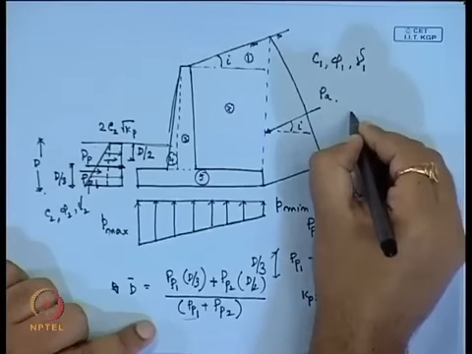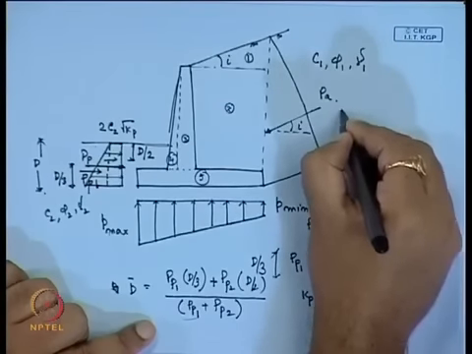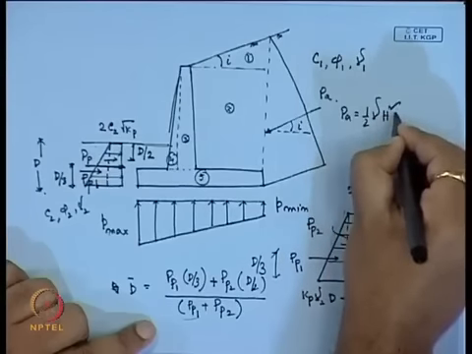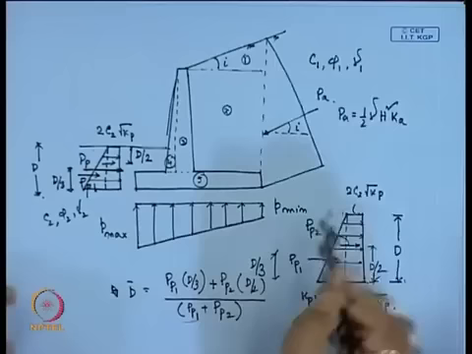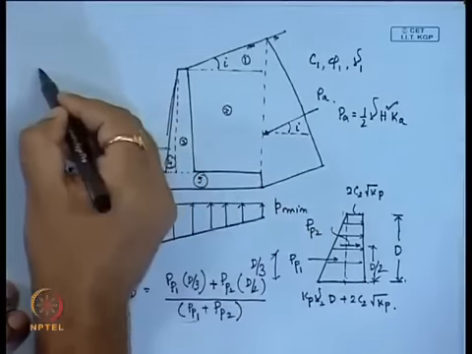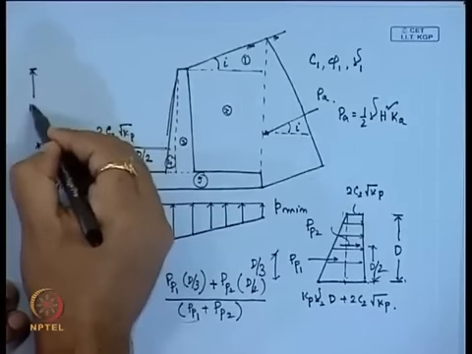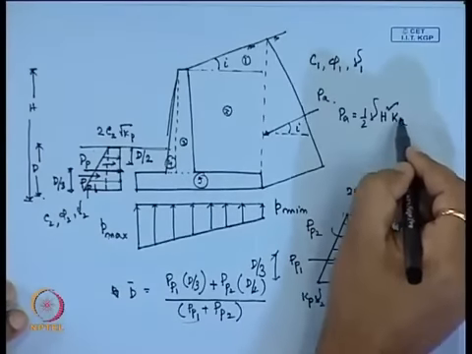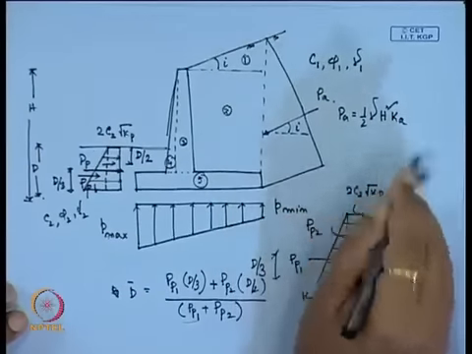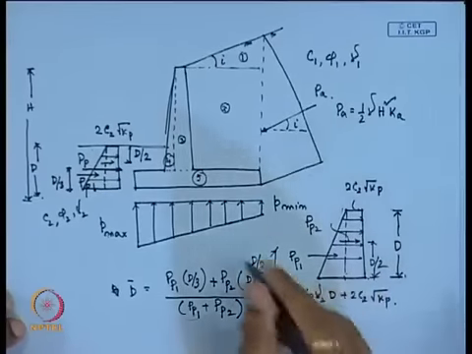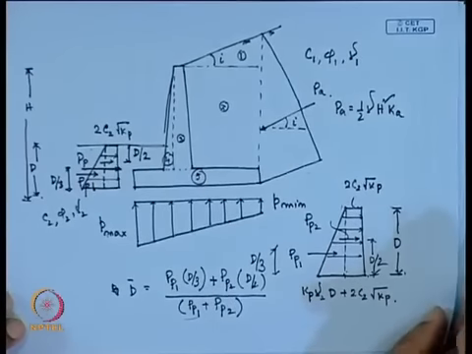Now, when we calculate this P A value, this force is given by half into gamma into h square into K A, where gamma is the unit weight of the soil, h is the height of the retaining wall, and K A is the coefficient of active earth pressure. For the Rankine and the Coulomb theories, different expressions are given.